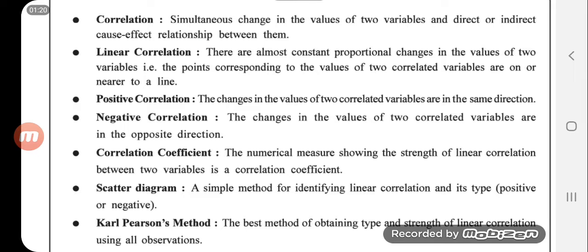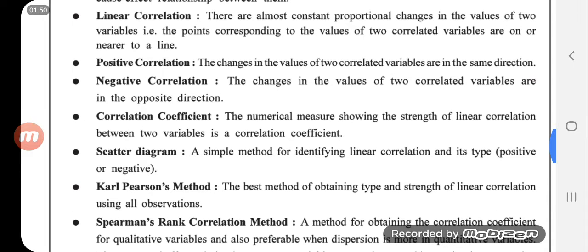Now the correlation coefficient: the numerical measure showing the strength of linear correlation between two variables. Here strength means how much it is affecting the value of the coefficient. Here we can understand the positive or negative sign, and second, the degree: how near it is to -1, how near it is to +1, or how near it is to 0. That means we come to know the strength of the linear correlation.